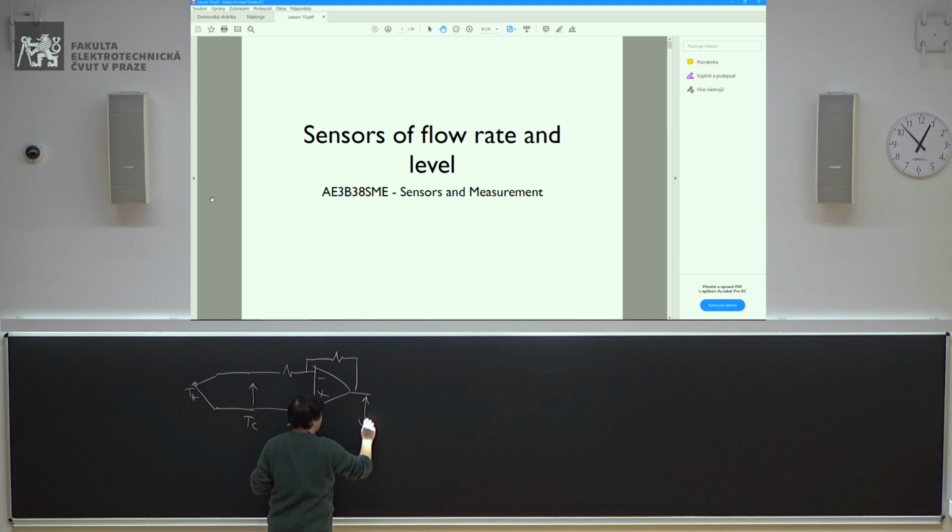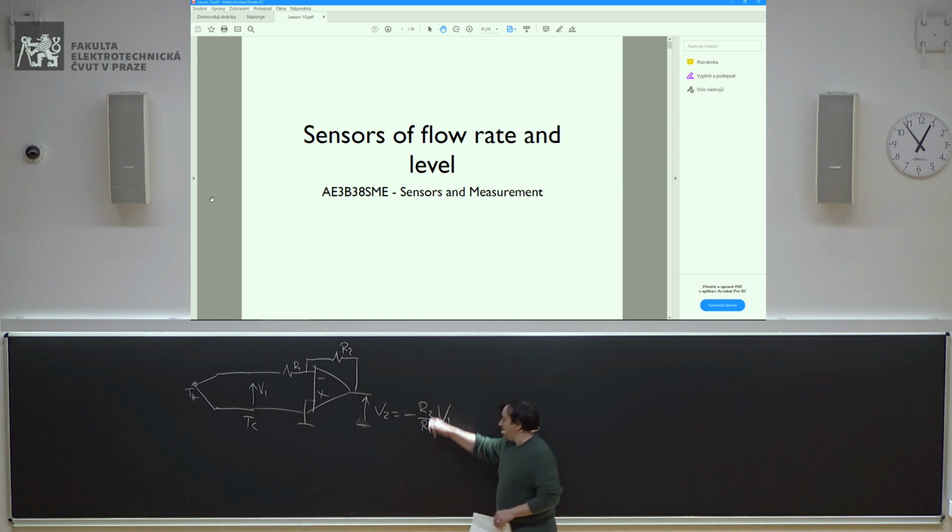Here, the output will be V2 equal to negative R2 over R1 times V1. Now, I've shown you in the laboratory that, for instance, if you want to amplify the voltage V1 by 100 times, you can select two resistors, R2 and R1, whose ratio is 100.